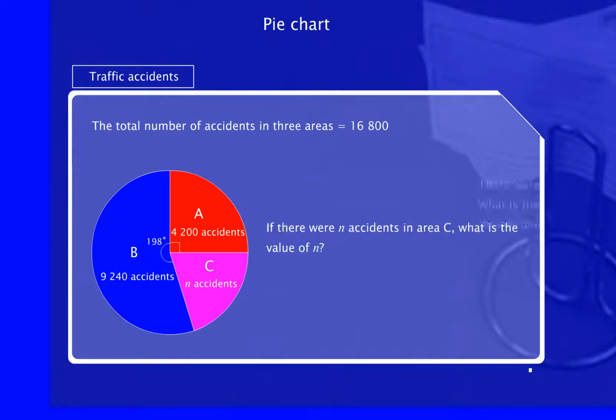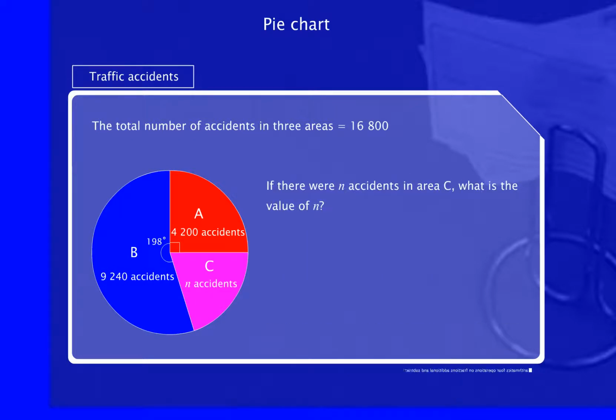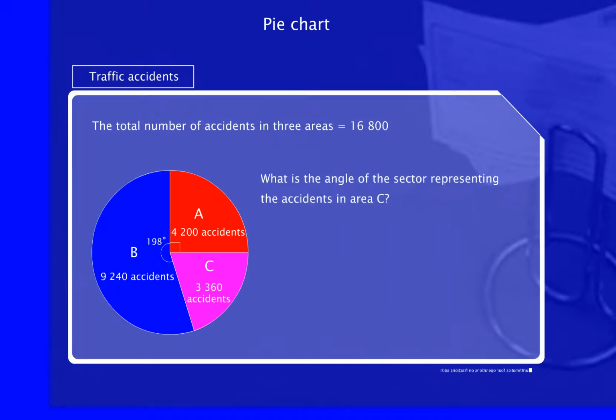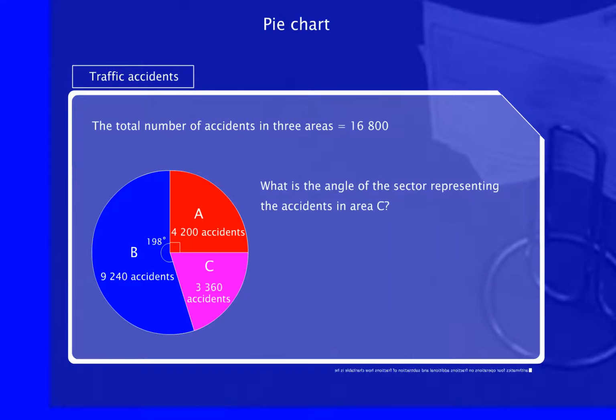B? If there were n accidents in Area C, what is the value of n? What is the angle of the sector representing the accidents in Area C?